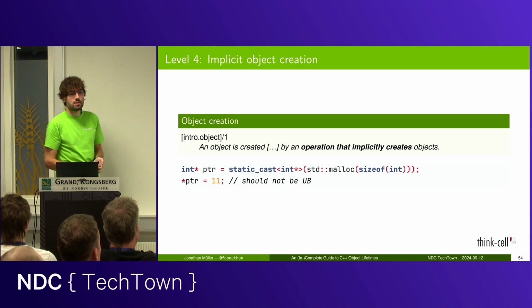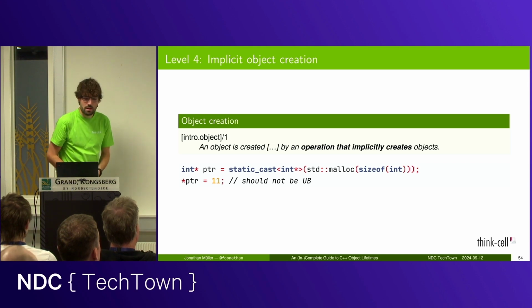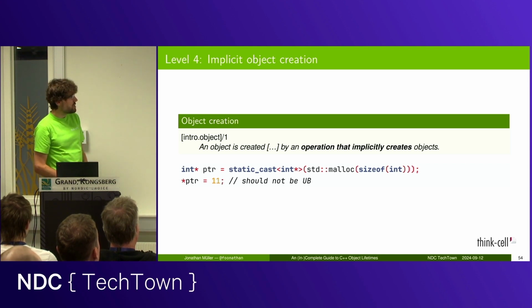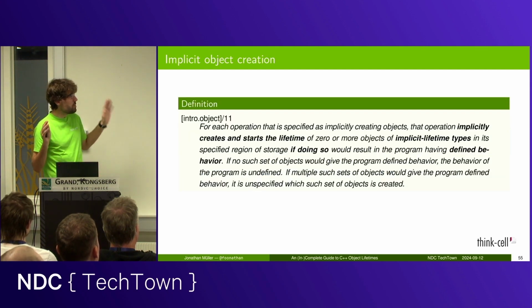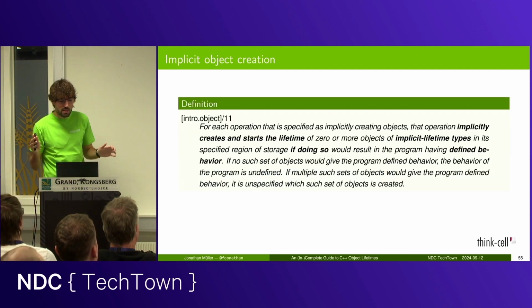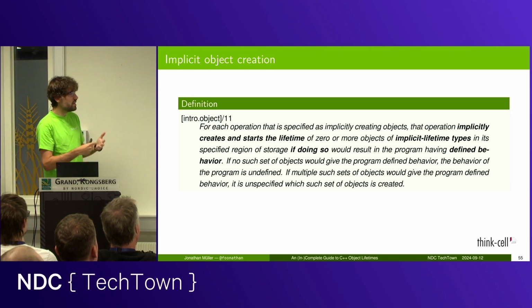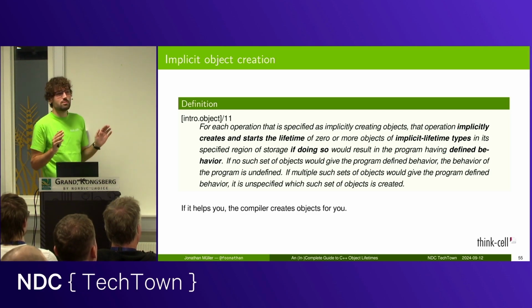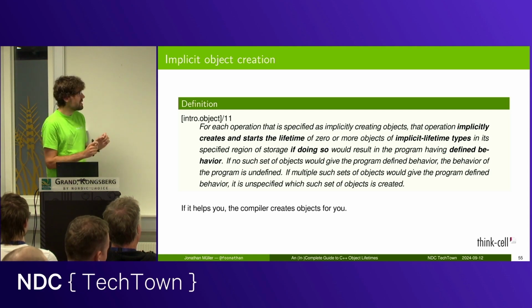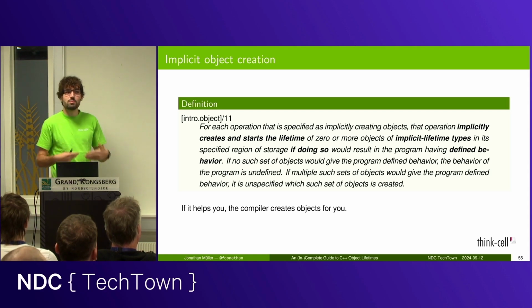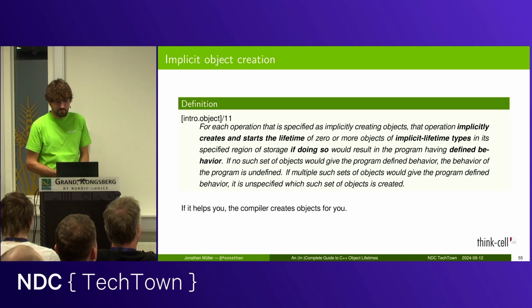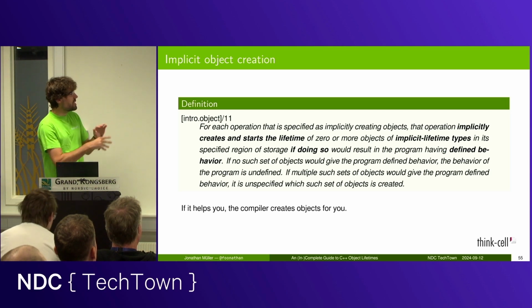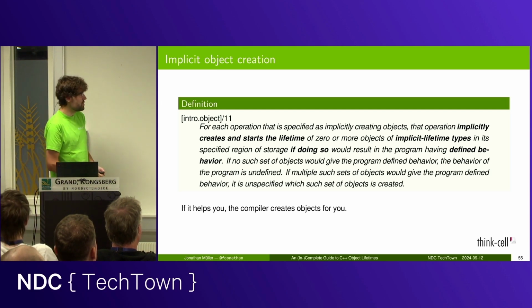We've just allocated some storage. So where do we get the int, right? What makes this okay? The standard essentially says, okay, don't worry. Some operations are specified as implicitly creating objects. That means the compiler will implicitly create and start the lifetime of objects if doing so would make the program have defined behavior. In other words, if it helps you, the compiler creates objects for you. This is, I think, the only instance where the compiler goes out of its way to prevent undefined behavior from occurring by implicitly doing something for you to make your code well-formed. So sometimes it will implicitly create an int for you in order to make your code well-formed.